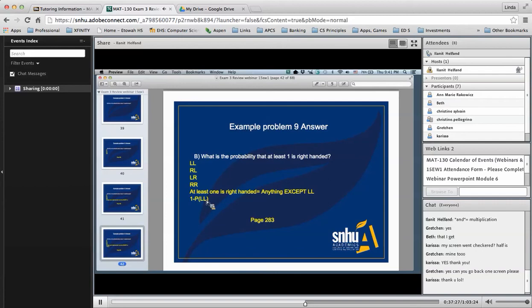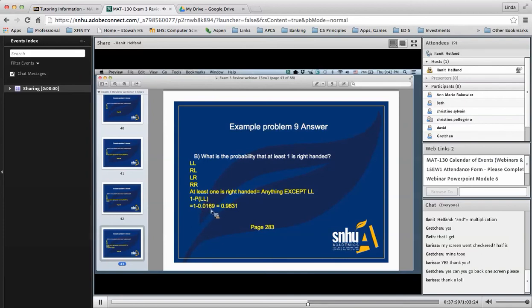This is the same thing we were doing when we did 1 minus 13% is 87%, it's everyone else. So the probability of having at least one right-handed person is 1 minus the only situation where we don't have at least one right-handed person, that they're both lefties. It's everything else, so we subtract from 1. That's the complement rule. We already calculated P of LL, so we just need to subtract that from 1.